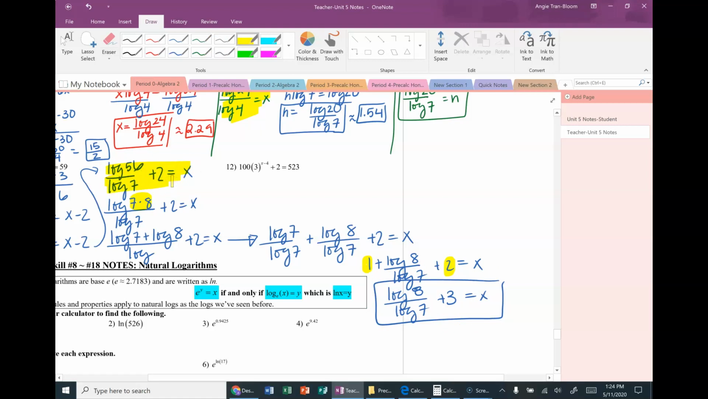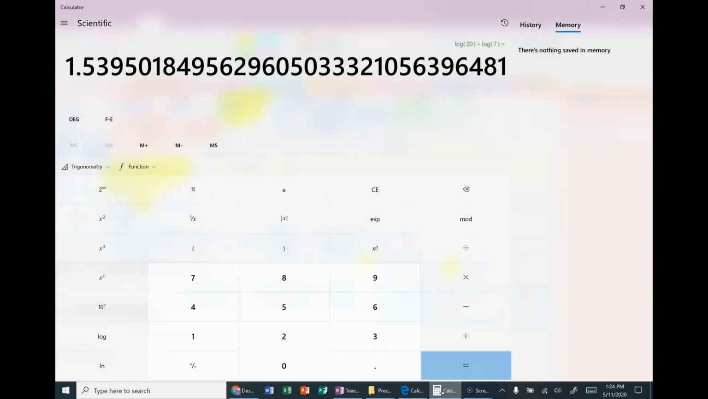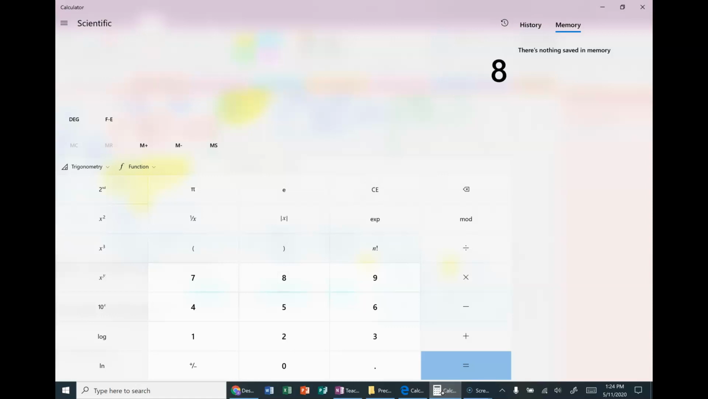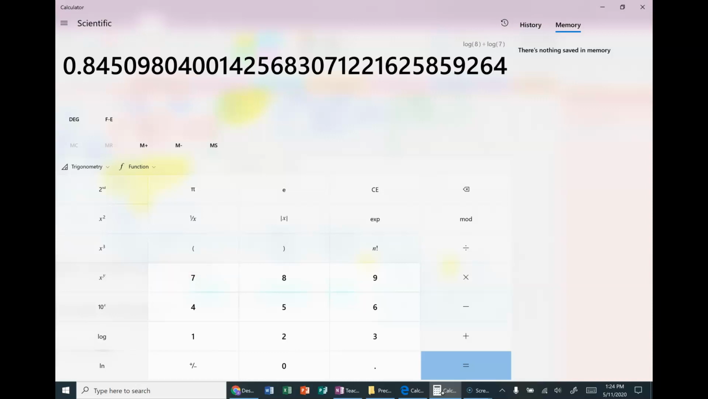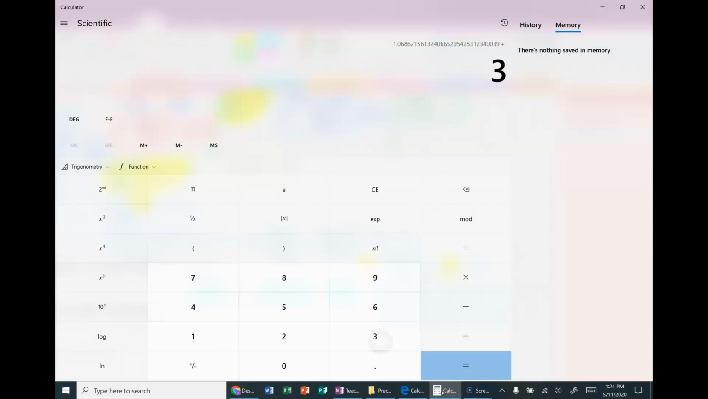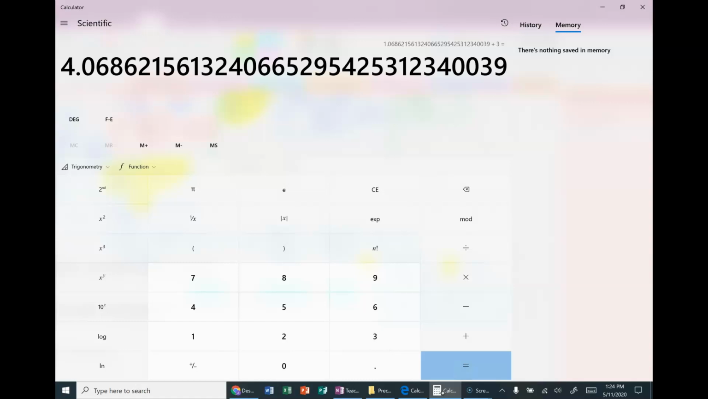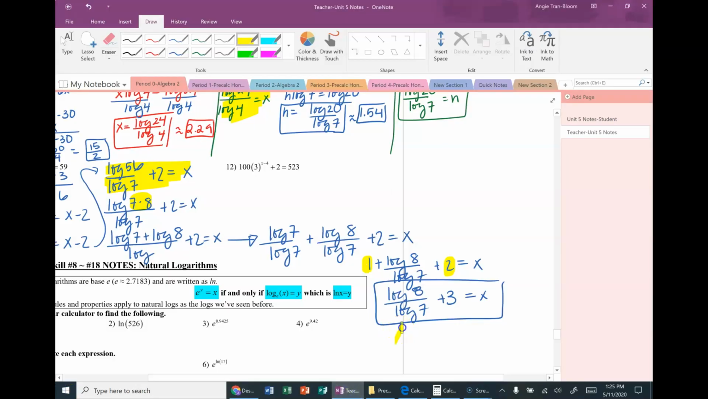Now I'm going to see if I can use my calculator to punch it in. Okay, so log of 8. Clear it out. 8 log, and then divided by 7 log. Hit enter. And then plus 3, enter. So it looks like I have 4.07. So let's go back. X is about 4.07. Box that up.